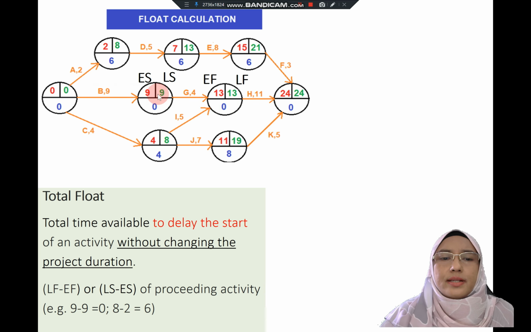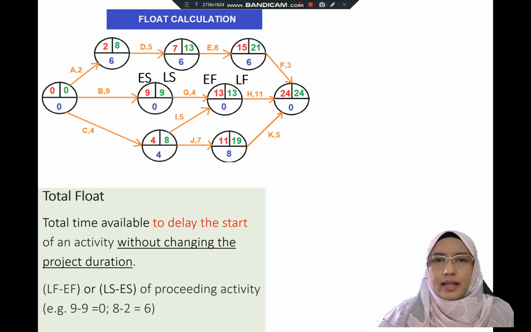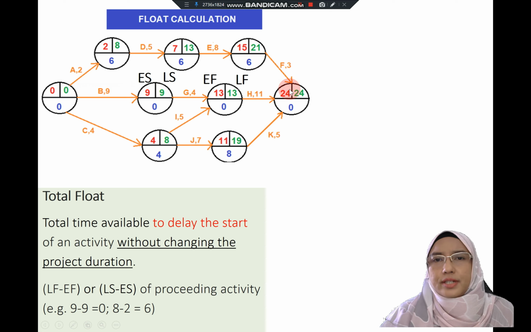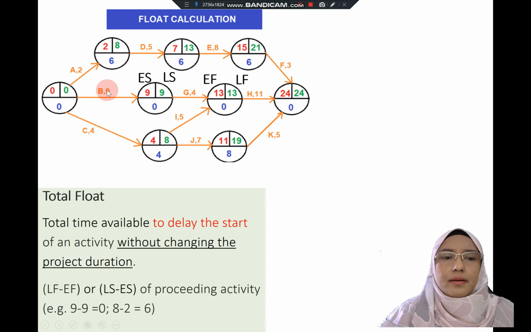So this is why we say that an activity with a total float of 0 is the critical activity. Critical activity means, again, that the activity cannot be delayed, whether for the start time or the finish time. If activity G delays either its start or finish, it would affect the entire project duration, and not just activity G, but also activity B and activity H, where the total float is 0.